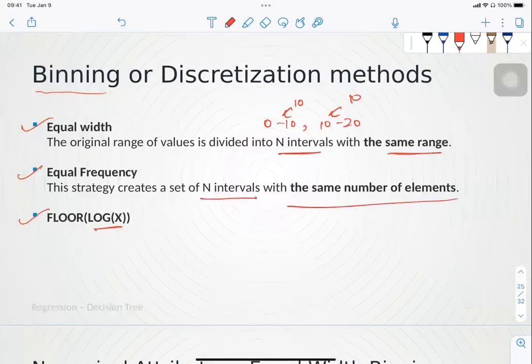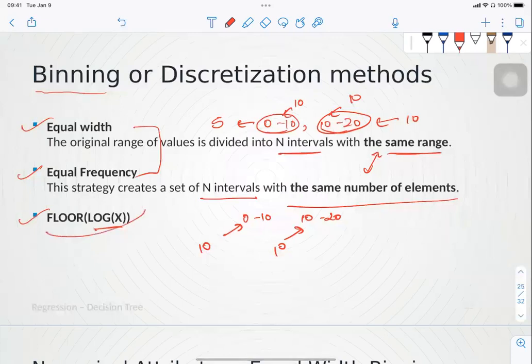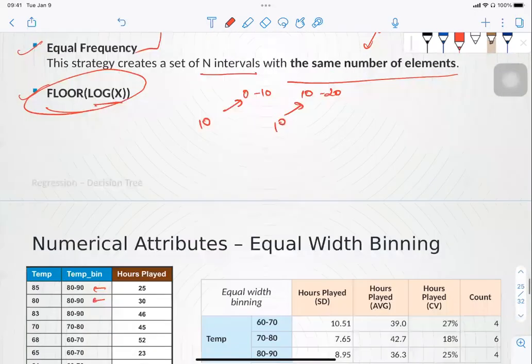So the difference between these two is, here in 0 to 10, there can be 5 elements, and in 10 to 20, there can be 10 elements. But in equal frequency, if we are dividing it into 0 to 10 and 10 to 20, both should have an equal number of elements. So it should be 10 and 10. So these are the two categories into which you can divide your data, or you can use the function of log of x. That will do the same thing.